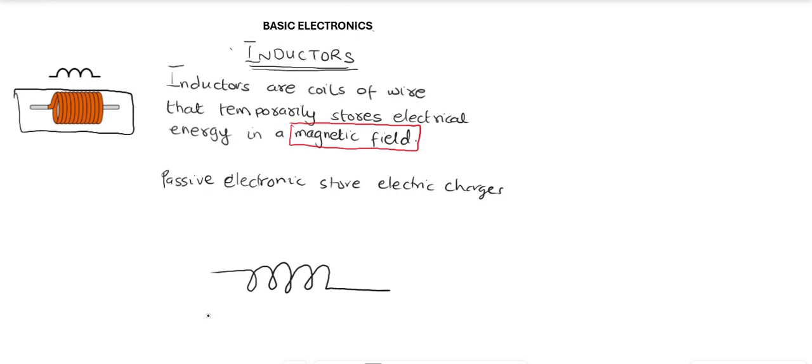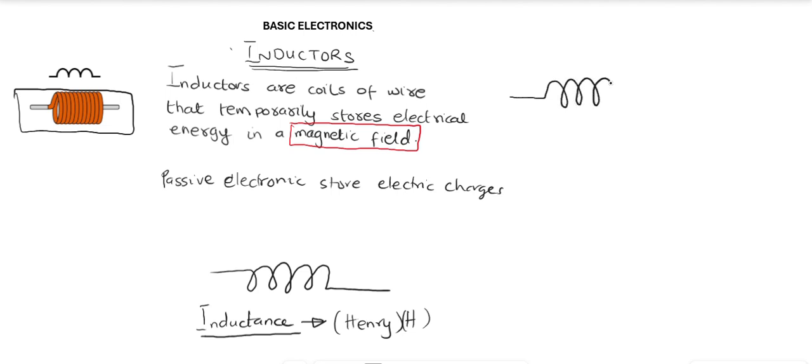Now, an inductor also has the ability to resist changes to current, and that is what we call inductance. When that ability is measured, it is called the inductance, and it is measured in Henry, capital H. Now, when the source of current is removed, the magnetic field of the inductor gradually collapses, and it begins to discharge its current.